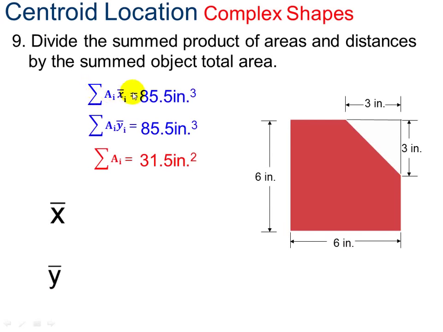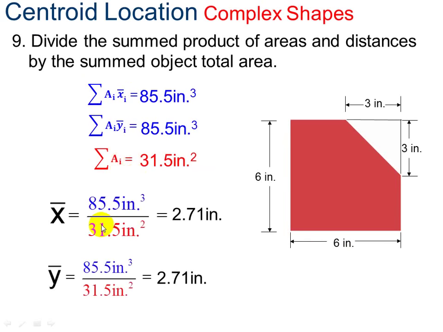So now I want to take this sum of the a times x's and divide it by the sum of the areas. And when I divide, I get 2.71. And then I need to do the sum of a times y. I get 85.5, and I need to divide by the area, 31.5. And again, I get 2.71. So 2.71 in the x direction and 2.71 in the y direction.